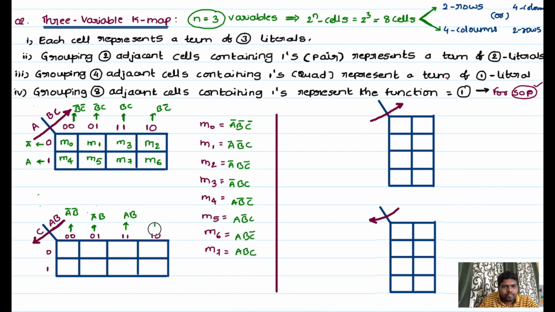AB, and this one is A, B bar, and this can be indicated as C bar, and this can be indicated as C. Now you can fill these square boxes. I am taking direct 0, 1, 2, 3 numbering only. I don't want to always take this n.